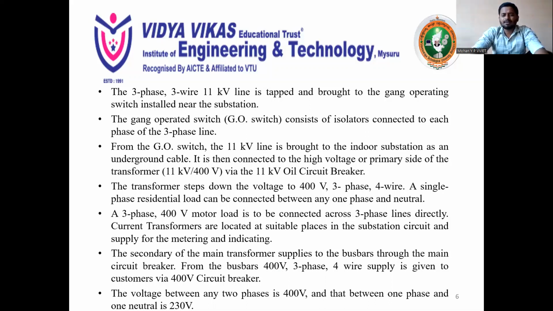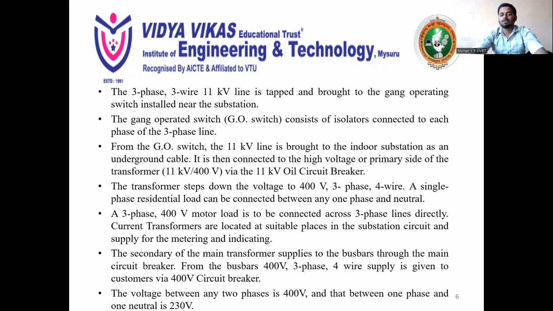We have the 11 kV oil circuit breaker. The transformer steps down the voltage to 400 volts, three-phase, four-wire. A single-phase residential load can be connected between any one phase and neutral. A three-phase 400 volt motor load is to be connected across the three-phase lines directly.